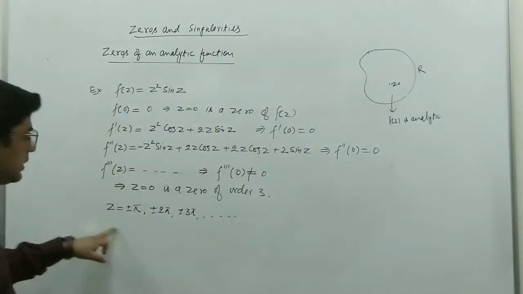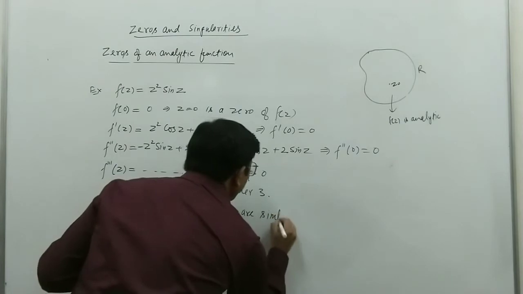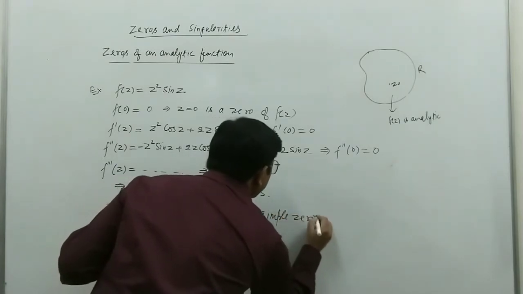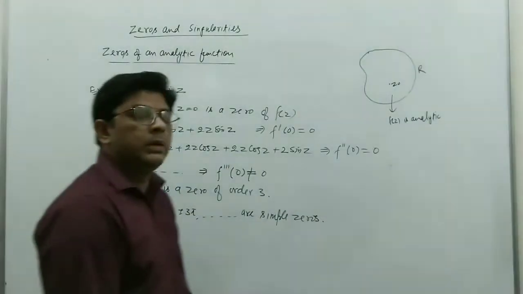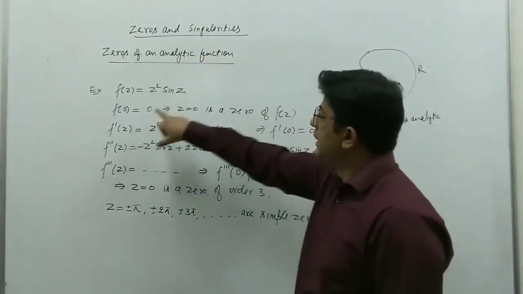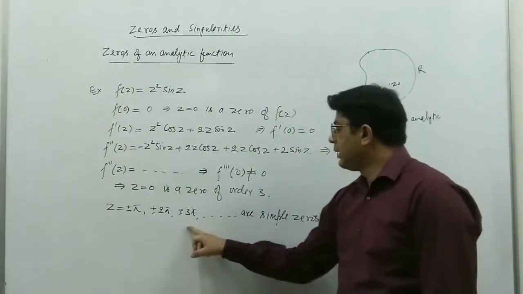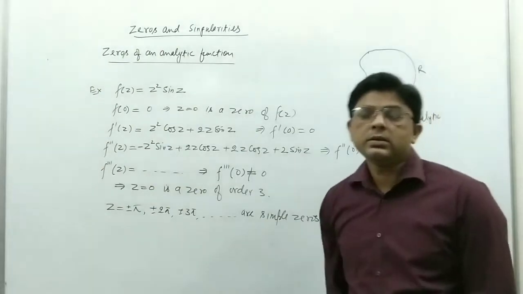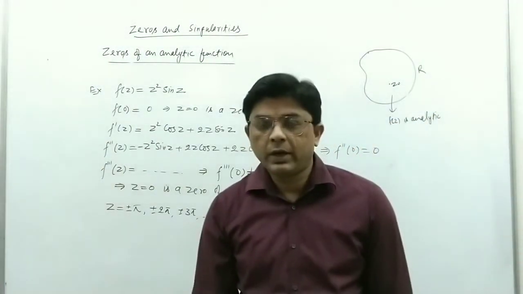Okay. So these are simple zeros, or zeros of order 1. So these all are zeros, but they are simple zeros. Okay, so for this function, z equal to 0 is a zero of order 3, and all these points are zeros of order 1, that is simple zeros. Okay, so this is about zeros of analytic function.